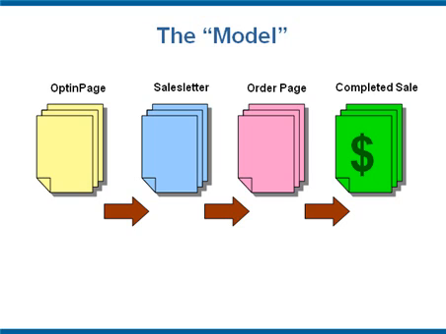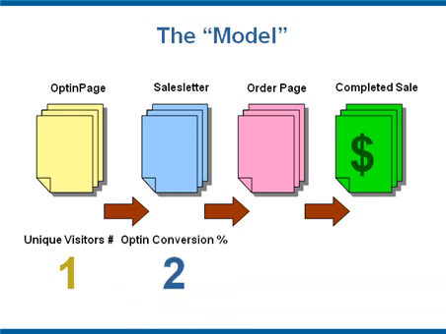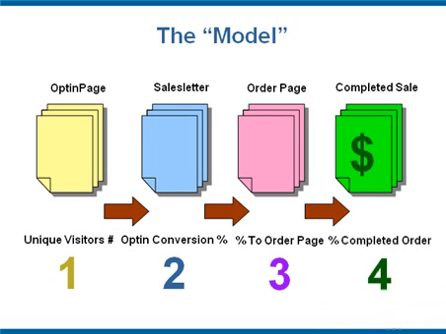Now let's look at the numbers, because our numbers can reveal to us exactly how our model is working. And there are 4 numbers you need to know. There's the number of unique visitors you get to your website. There's the percentage of people opting in to your website. And then there's the percentage of people going to your order page. And the last number is the percentage that complete your order process.